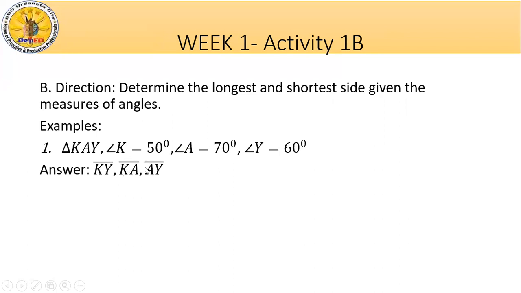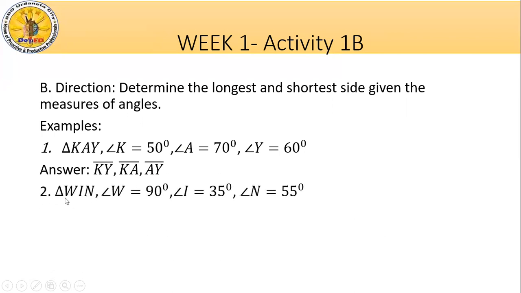So, remove the one at the middle already. So, our longest side is KY and the shortest side is AY. Okay? Do not include this anymore. I have only arranged this one.